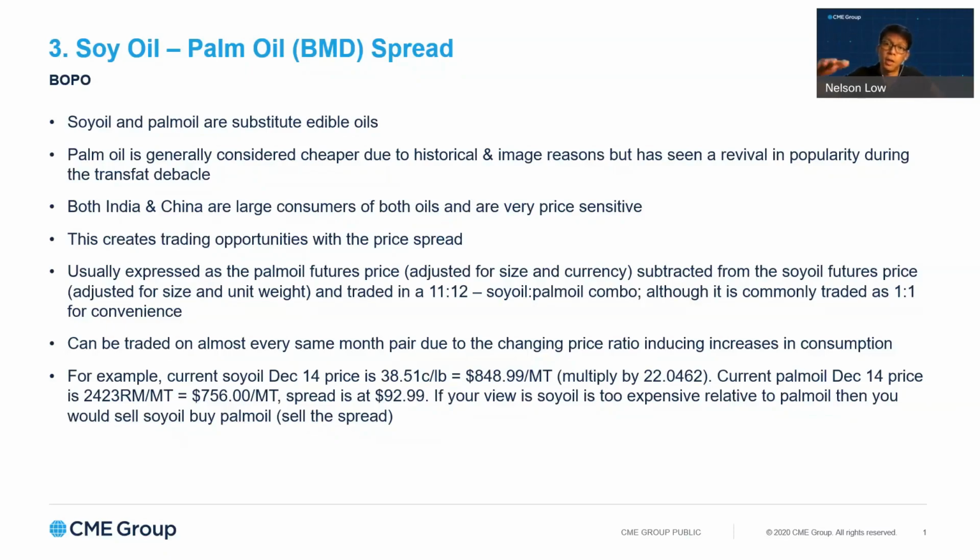So hence the market tends to always price soybean oil higher than palm oil. India and China are both big consumers. They are very price sensitive. This tends to create some swings in terms of demand. When palm oil gets too expensive, they may switch over to use soybean oil.